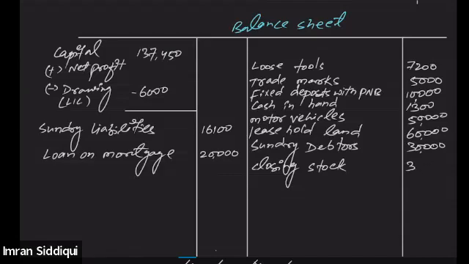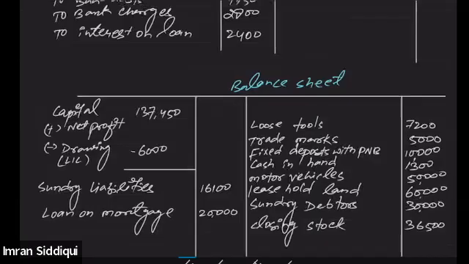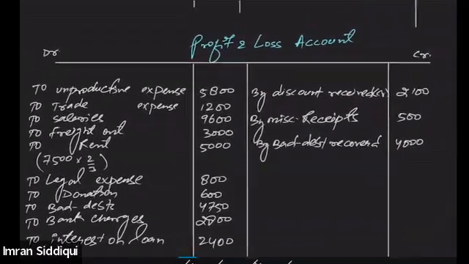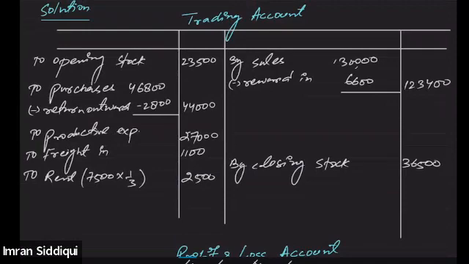And now I think we can just find out the gross profit, net profit, and tally the balance sheet. All right, so let's start with the trading account first of all. On the trading account, we have items: opening stock 23,500, purchases 44,000. Then we have production related expense 27,000, freight in 1,100, and rental expenses 2,500. On the other hand, we have sales 123,400 and closing stock of 36,500.